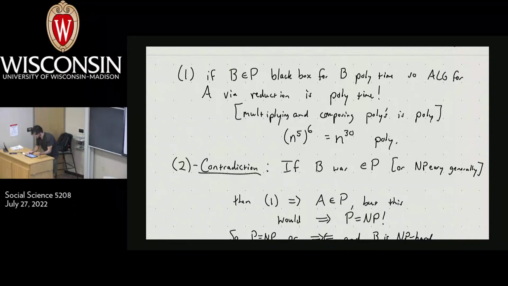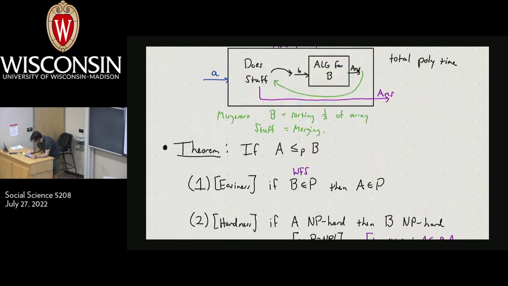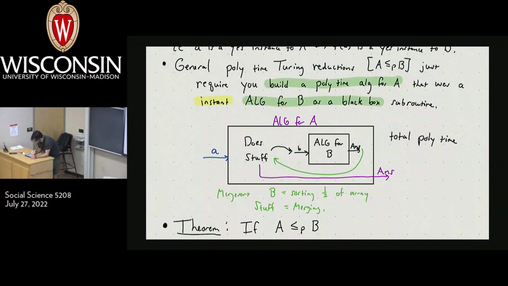Okay, so why is this true? What's the idea? Well, if B is in P, and we have a black box for B, a black box for B gives us a solution to A, then the algorithm for A that we created using B is polytime. So if we look at this picture here, if doing all this stuff is polytime, like n cubed, and if doing the stuff in B is also polytime, maybe n to the 5th, then no matter what we do, maybe we're multiplying those times, maybe we're composing them, no matter what, it's still polytime.